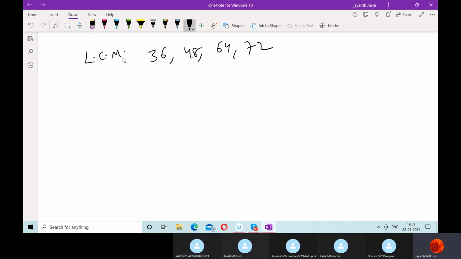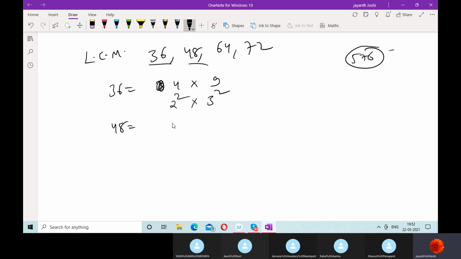LCM of this, how can you do it in a shortcut way? You can do prime factorization. 36, what are the factors of this? You can write 4 into 9. Correct? Sir, the answer is also 36, 9, 576? This LCM is the answer. I am telling you a shortcut trick. Okay, okay, we can write this as 2 square, we can write this as 3 square. Correct or wrong? Correct, sir.